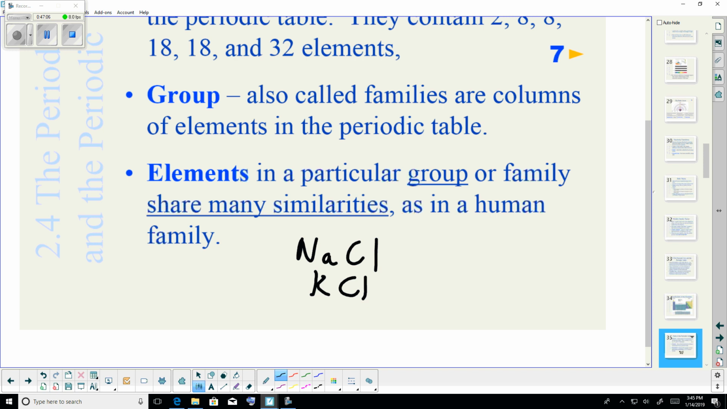Notice on a periodic table where sodium and potassium are. They're in column 1. Potassium's right underneath sodium. Same group, similar chemical properties. Notice NaCl, 1 sodium, 1 chlorine. Potassium chloride, 1 potassium, 1 chlorine. If I was going to make rubidium chloride, what would its formula be? Rb. Take a wild guess. If this is this, this is this, what would rubidium chloride be? RbCl. Because they're in the same group, they're going to react the same way. So again, the periodic table tells you a lot just by looking at it.